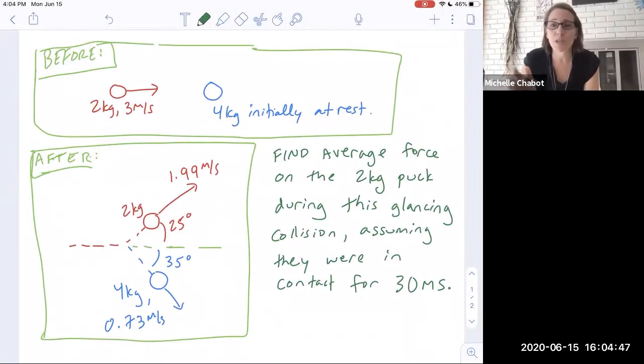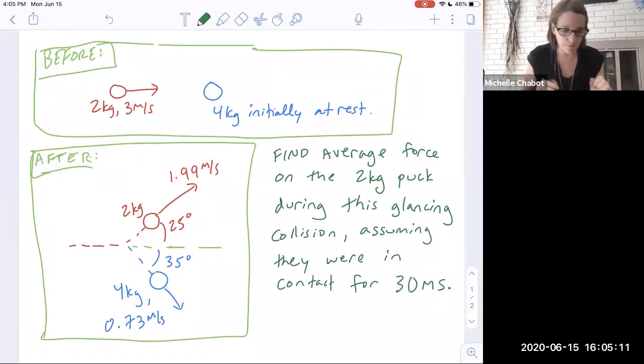One thing that we use the impulse-momentum relationship for is to solve problems like the one I have here. Sometimes we're asked to find the average force on an object during a collision. Either it bounces off of a wall or somebody kicks it or two objects collide. And there's a force that each object experiences during that collision.